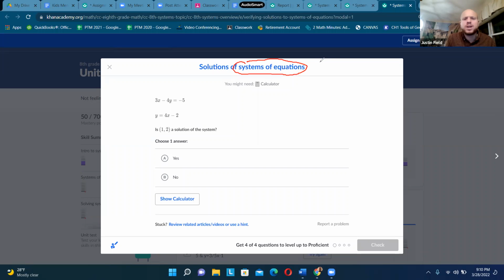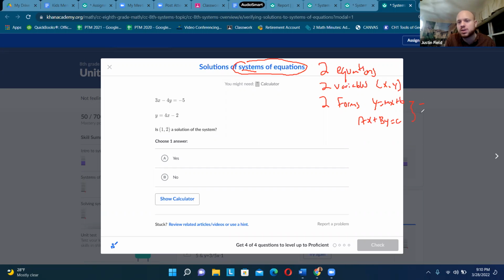Let's talk about it. So what is a system? A system is two equations and two variables, usually X and Y, but it could be any two letters. And there are two forms we want to look for. Y equals MX plus B. It's not all you have to know now. You also have to know standard form. So two forms to look for.